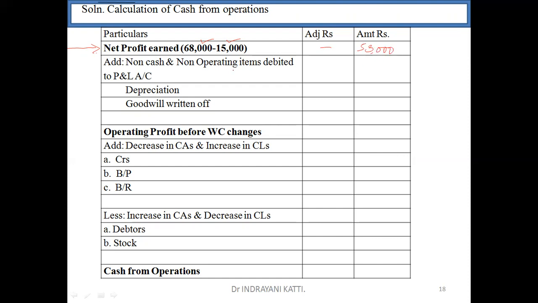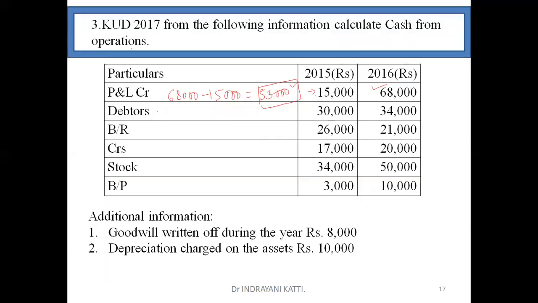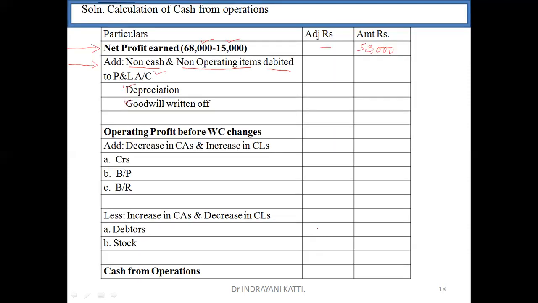I hope all of you are following. Next step is add. Do the adjustment related to the non-cash and non-operating items which are debited to profit and loss account. What are those? In this problem, only 2 items of information are given: one is depreciation, one more is goodwill. Tell me the depreciation amount, how much is it? Depreciation is rupees 10,000, given at the end, down here. And the goodwill is rupees 8,000. Same figures I'm writing here, in the inner column.